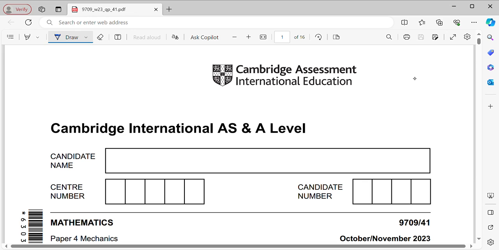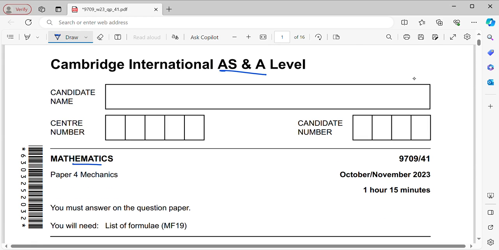This video is to discuss Cambridge International AS and A-Level Mathematics Paper 4, which is Mechanics for October-November 2023, and the code is 9709/41. So let's move on to question number 1.